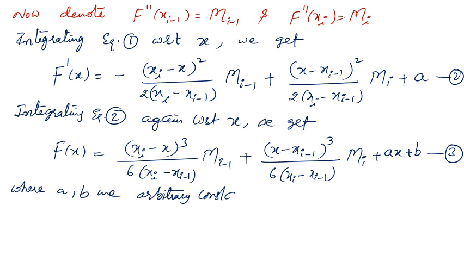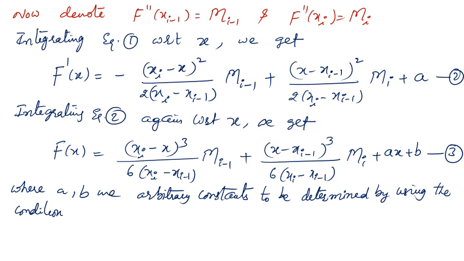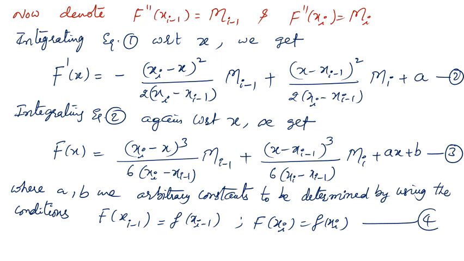a and b are arbitrary constants to be determined by using the conditions. They are integrating constants, and they are determined by using the interpolatory conditions. What are those? f of x_{i-1} equals f_{i-1}, and the other one is f of x_i equals f_i. These are the two conditions, together equation 4.